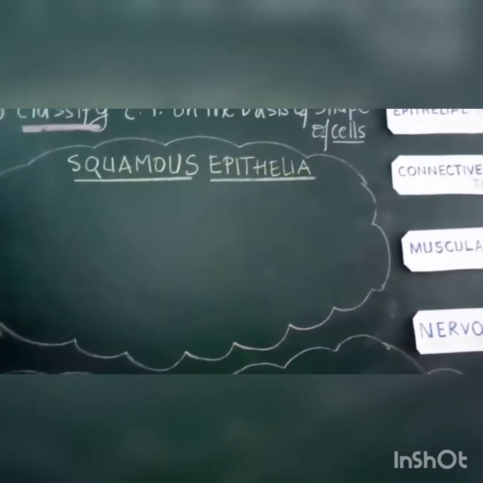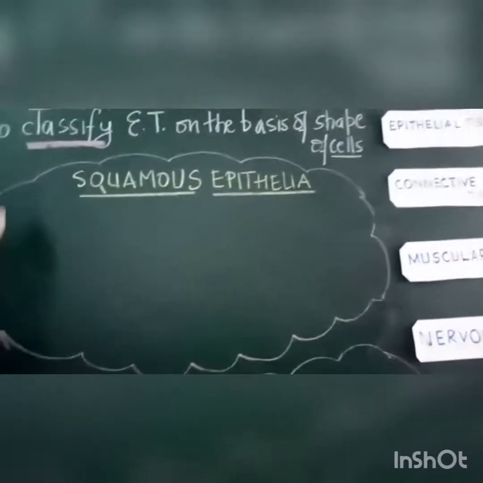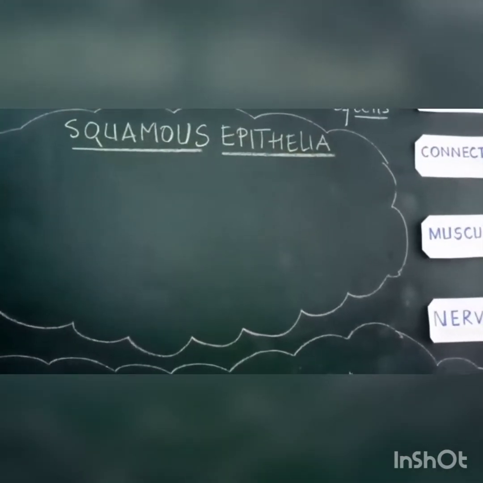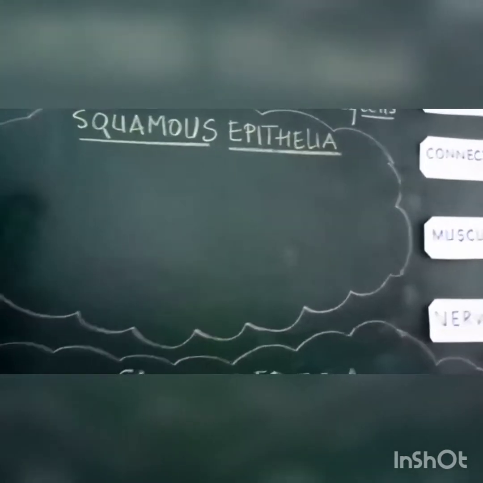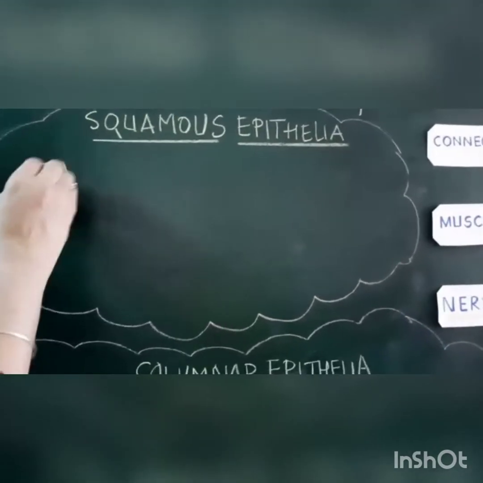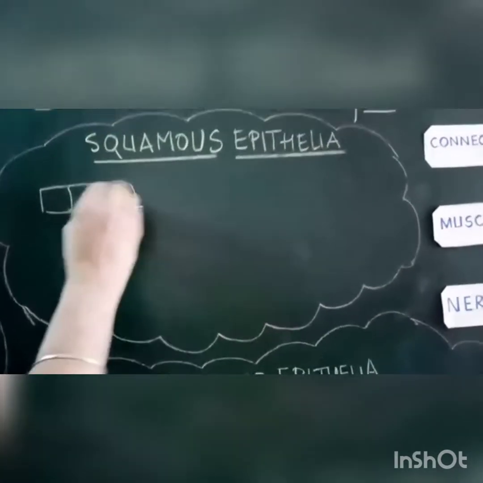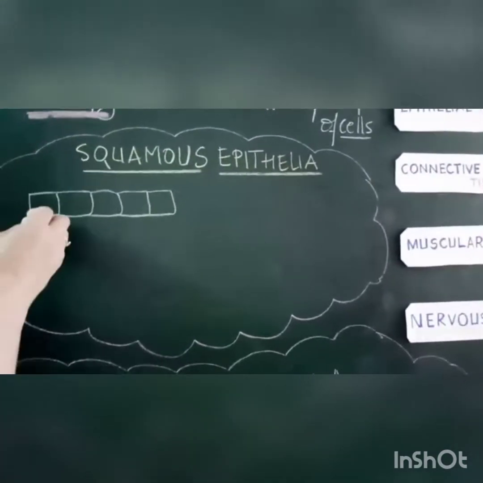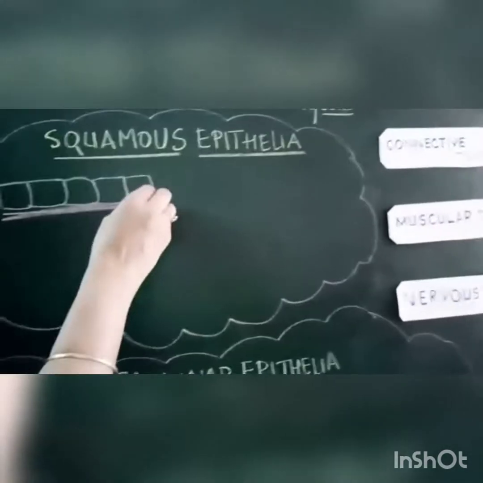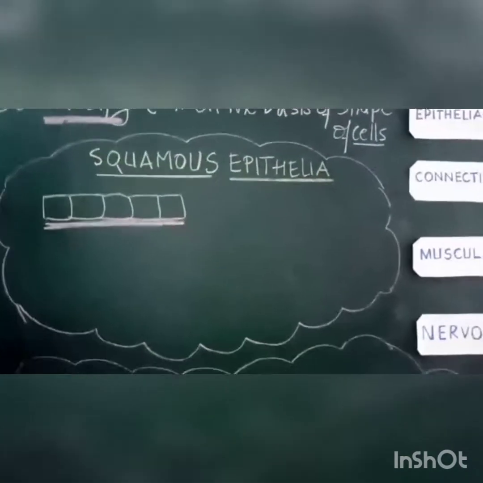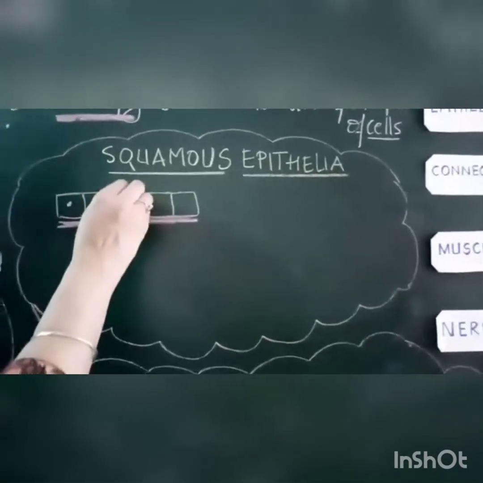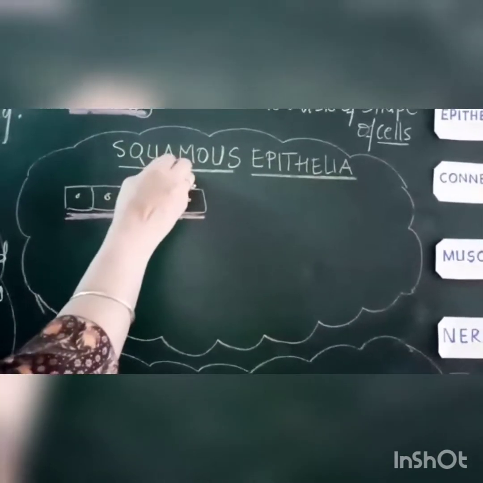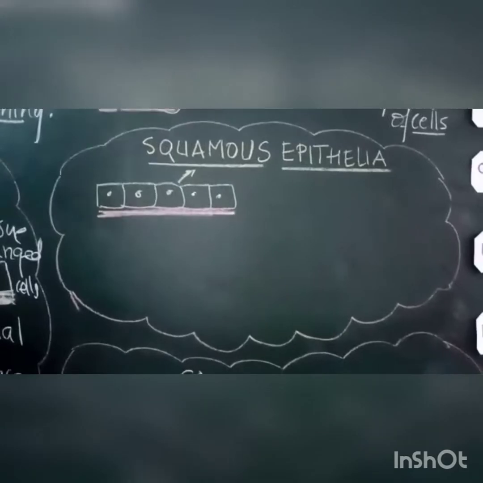Now to start with the classification, we have divided the epithelial tissue on the basis of the shape of the cells. If the shape of the cell is flat, just like tiles of a pavement area, don't forget to make the basement membrane. So these cells are flat with the nucleus in the center and form a very thin continuous layer. Then it is called the squamous epithelium.